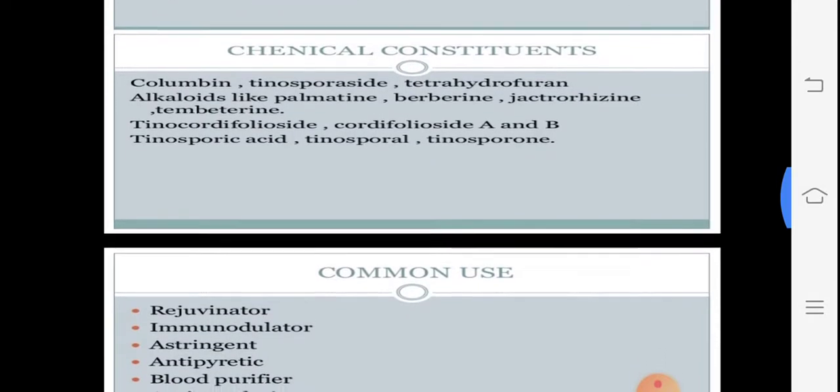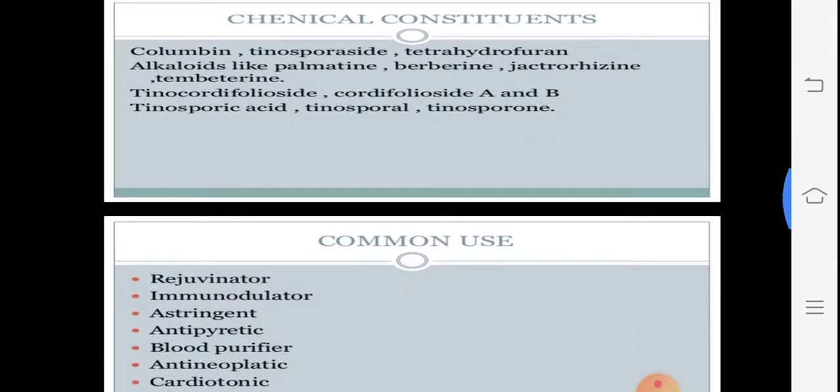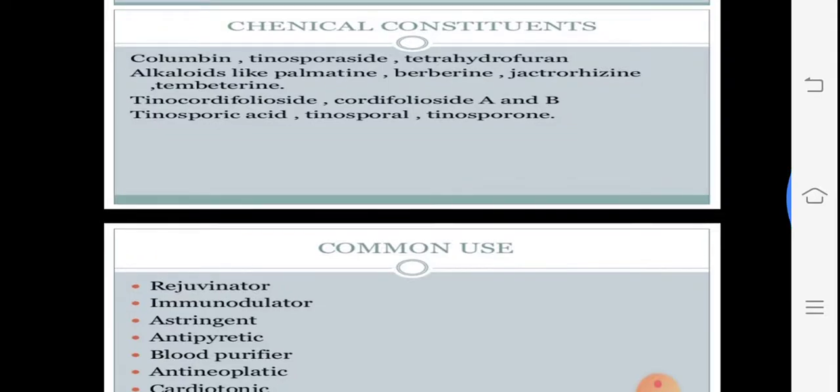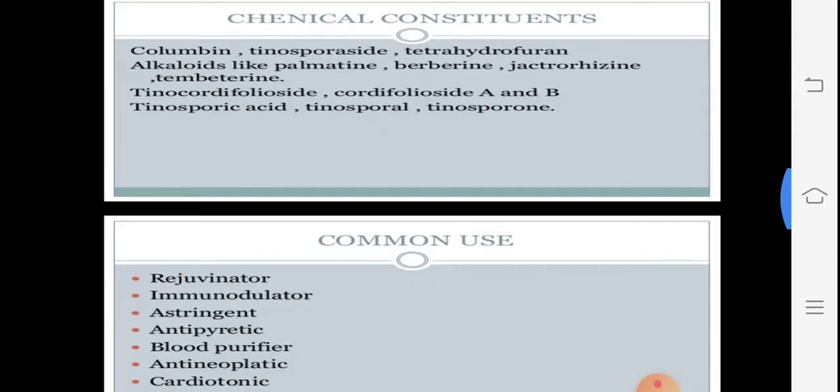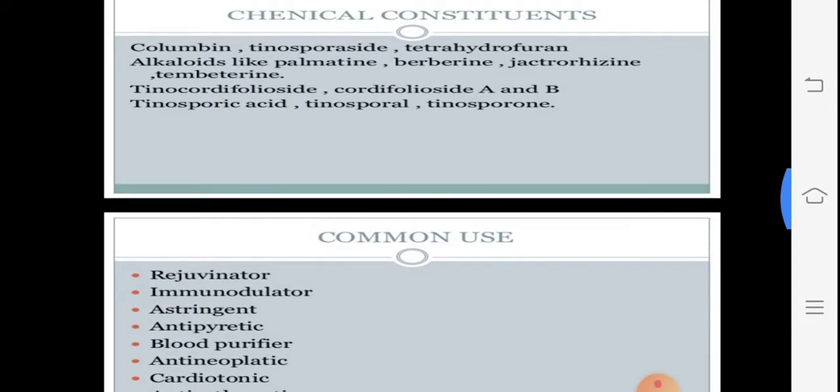Then chemical constituents are there: columbin, tinosporaside, or tetrahydrofuran. Then alkaloids like palmatine and berberine are common. Then tinocordifolioside, the names are given as per the genus and species. Then cordifolioside A and B, tinosporic acid, tinosporol, these are common.